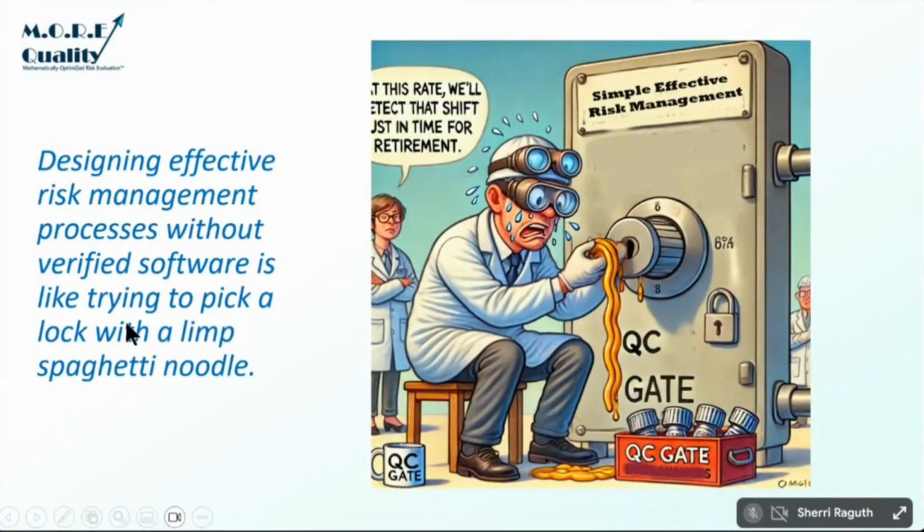Designing effective risk management processes without verified software is like trying to pick a lock with a limp spaghetti noodle. You just can't do it. There are some things you cannot do without the right equipment. My eldest son is a Red Seal mechanic. He is taught that when the machine gives this error message, go to the manual and look up what it means. Follow the computer. That's what we need to teach lab techs. We should not have every Tom, Dick, and Harry designing their own QC process. At this rate, we'll detect that shift just in time for retirement.